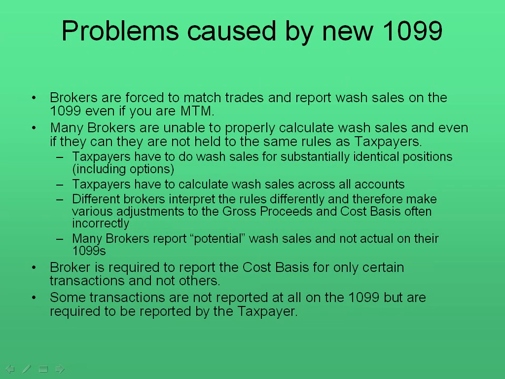Again, the broker is required to report the cost basis only for certain transactions and not others. For instance, if you purchased the equity prior to the start of 2011, the broker is not required to report the cost basis for that item. So your 1099 will be incomplete as a result of that. That will account for some of the differences. And then some transactions, such as options, are not reported at all on the 1099. But again, the taxpayer is, of course, required to do this. So let's look at some of the situations that clients are running into.